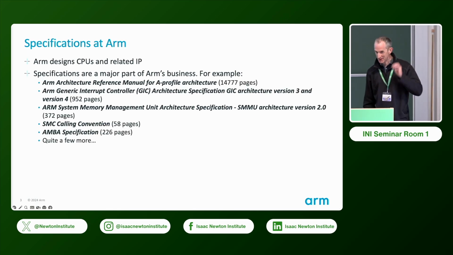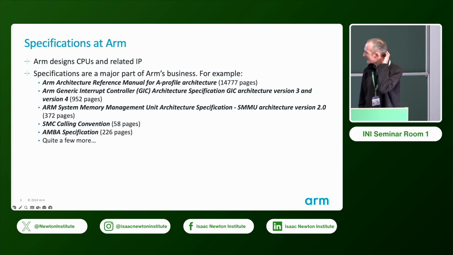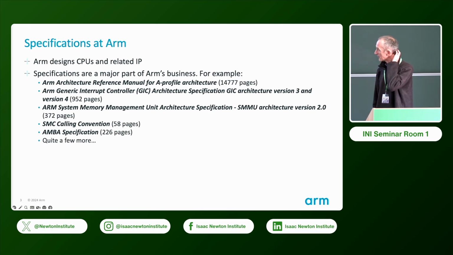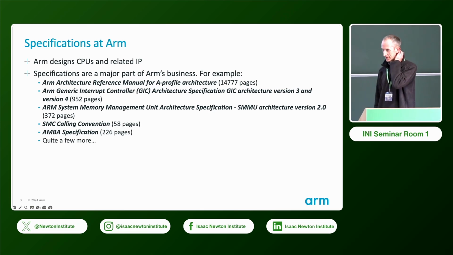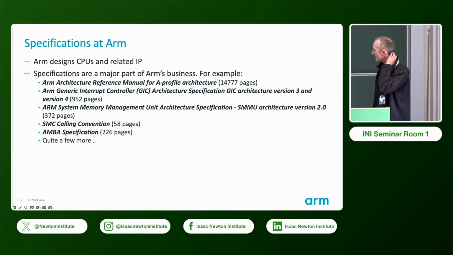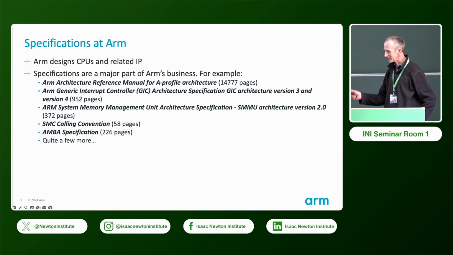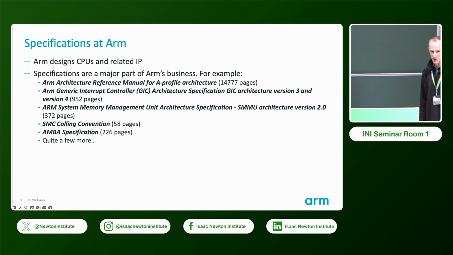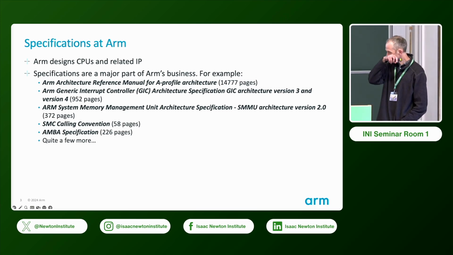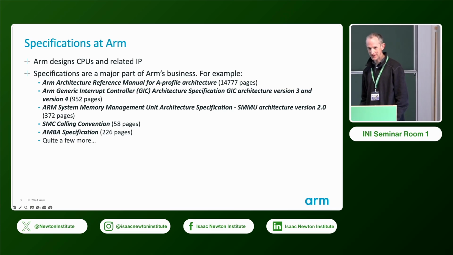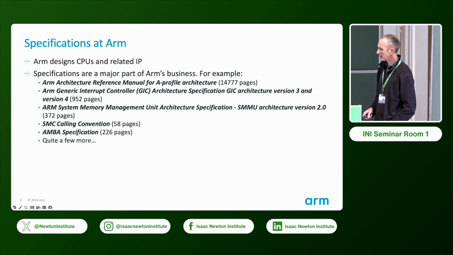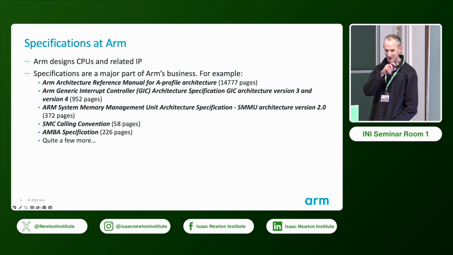So specifications, big specifications. As many people know, ARM designs CPUs and sells IP. And yeah, we produce lots of specifications, and some of them are quite big, as has been mentioned. We've got the Architecture Reference Manual. I think the figure of 14,000 pages was mentioned before, but actually it seems to be closer to 15,000 pages. So I think that's probably a moderately large specification.